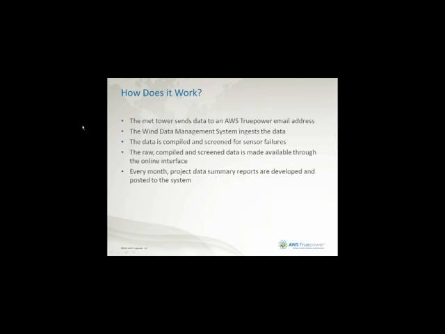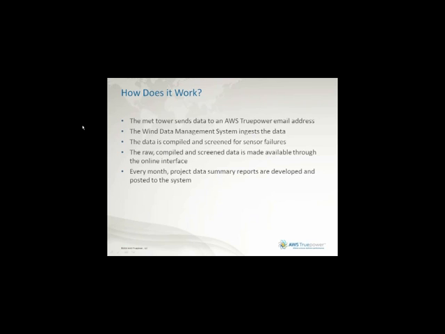So how does the system work? As your Met Tower sends data into the AWS Truepower email address, the system then ingests that data. The data is compiled and then screened for any sensor failures. The raw data, the compiled data, and screened data are all made available through your online interface, and then every month a project data summary report is developed and posted to the system.